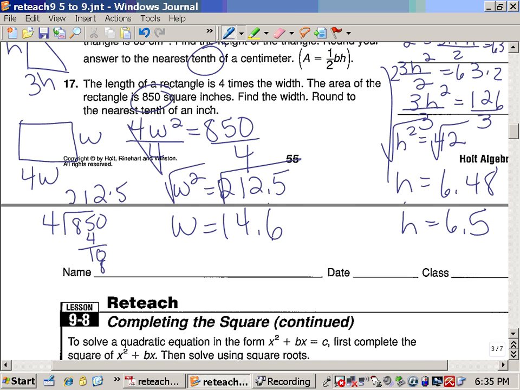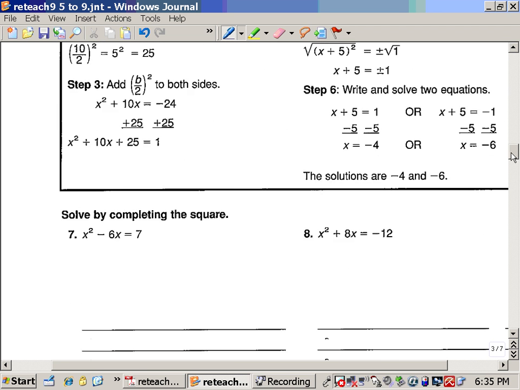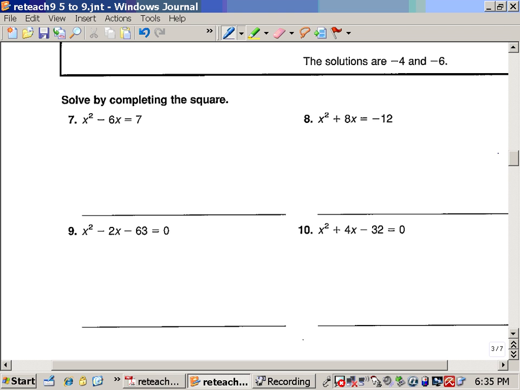All right, now we're going to go to the next Reteach worksheet, which is Complete the Square 9.8, and we're going to go to number 7 and begin completing the square. Remember on these, you're always supposed to equal C. That's the way this one's set up. X squared minus 6x plus blank equals 7 plus blank. We're supposed to take the 6 and half it, square that, and add it to both sides.